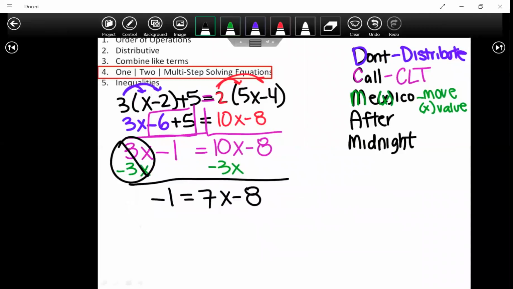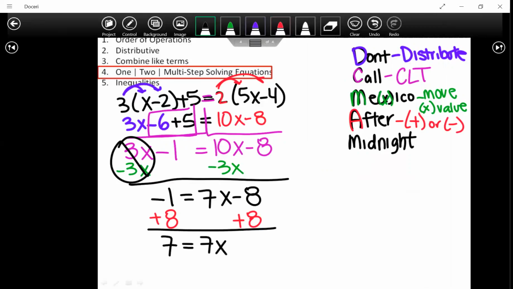Okay. The next one we're going to do is our after, which means to add or subtract in that order, whatever comes first. In this case, we have our x's to one side, so I want to get that whole number to the other side. So I'm going to add 8. Add 8 is going to give me 7 is equal to 7x.